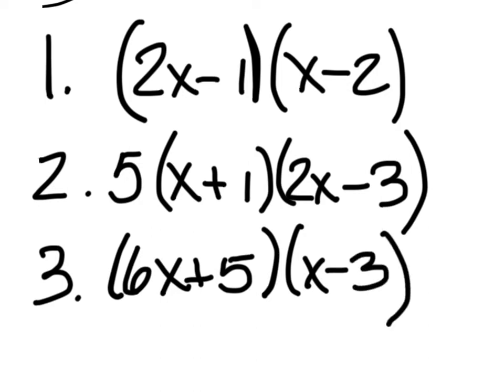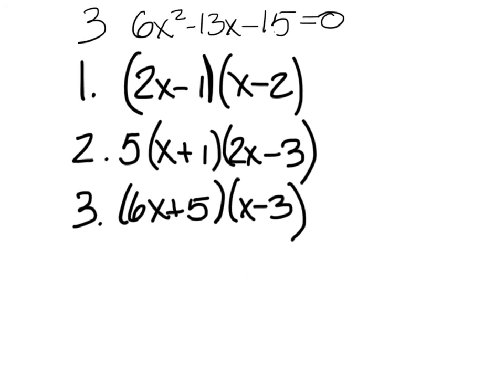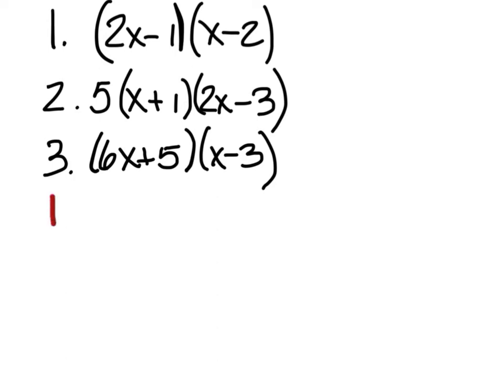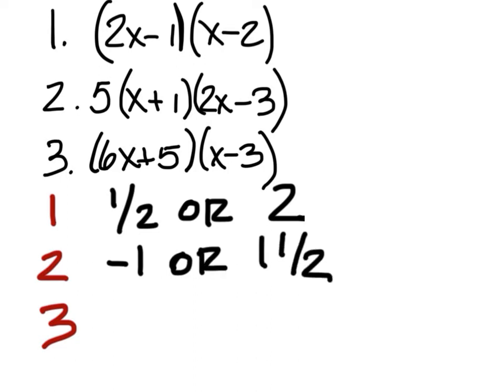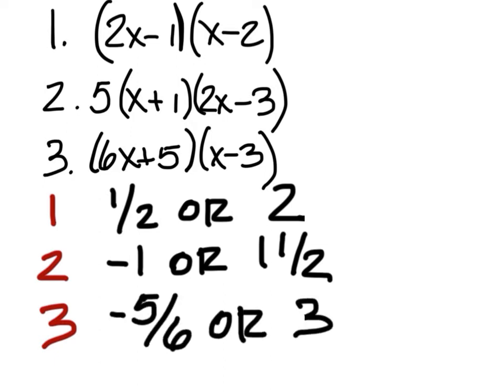So if that's what you have for your factorizations, then you should have the following for your solutions. For number 1, a half or 2. For the second one, negative 1 or 1.5. And the third one is going to be negative 5/6 or 3.